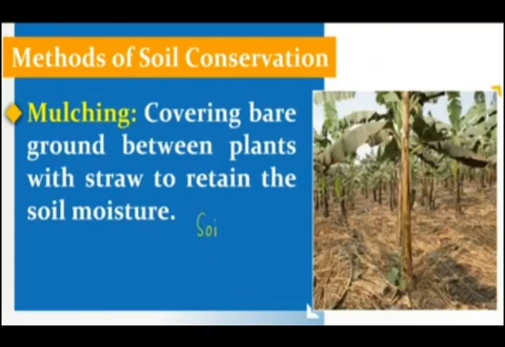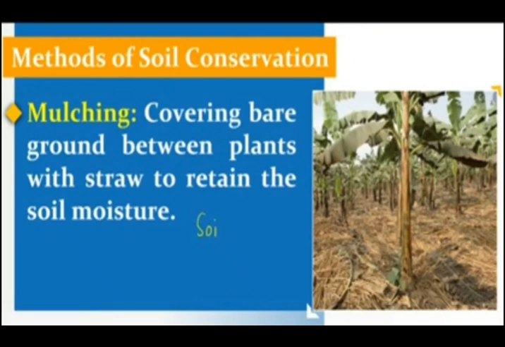Let's come to some methods of soil conservation. Now we will talk about some methods of how to conserve soil. The first one is mulching. Covering bare ground between plants with straw to retain the soil moisture. As you can see here, the ground is covered. Covering bare ground.